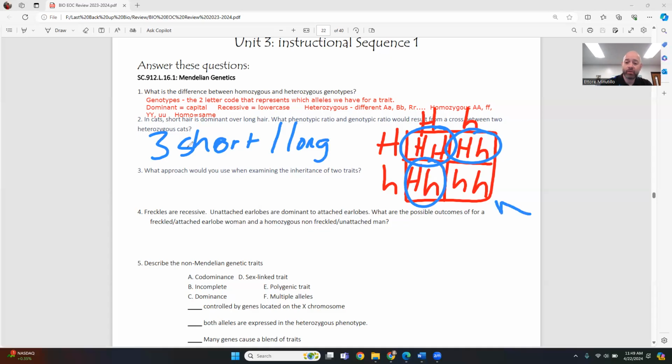My one with the long hair will be this homozygous recessive one here. So that's going to give me a 3-to-1 ratio for my phenotype, what these guys are actually going to look like. However, when I do my genotypes, I have to break this down a little bit farther.